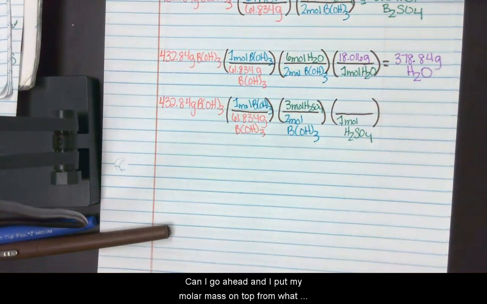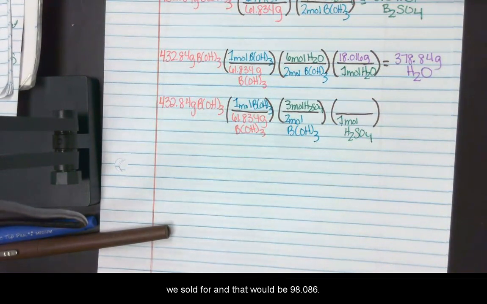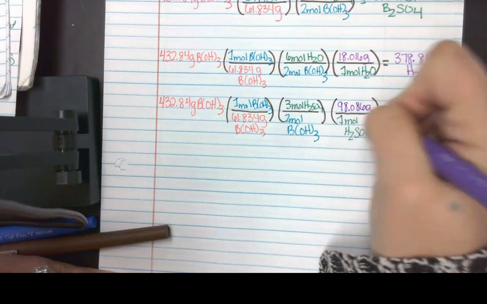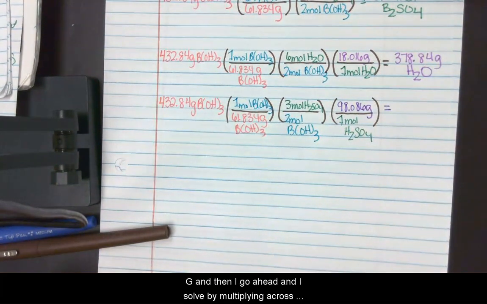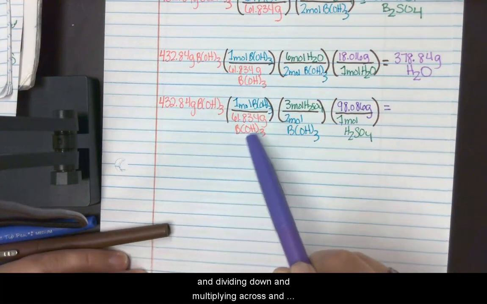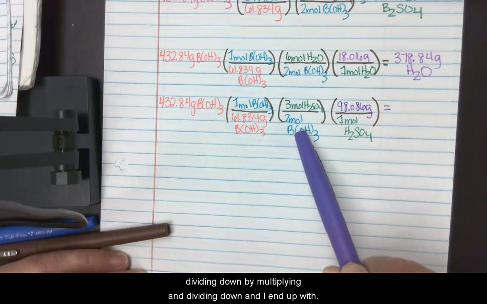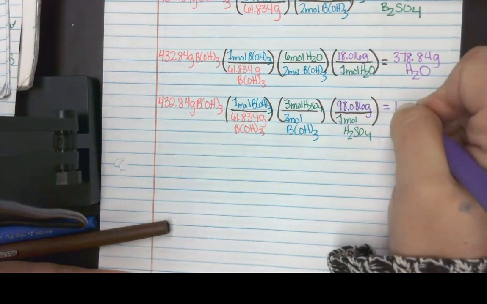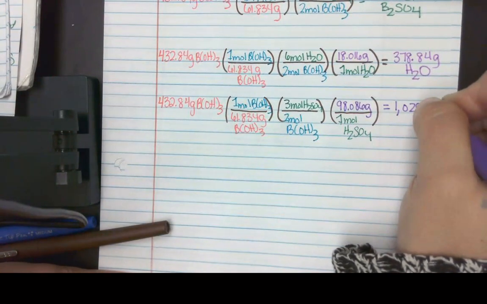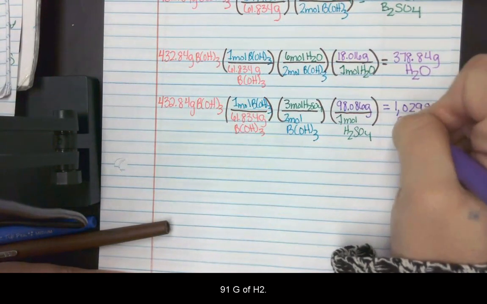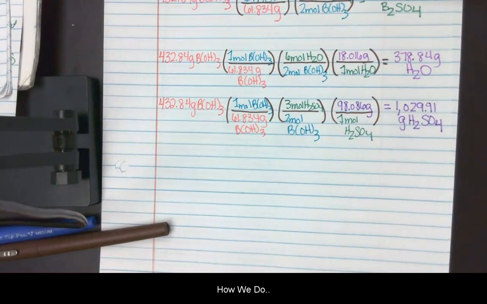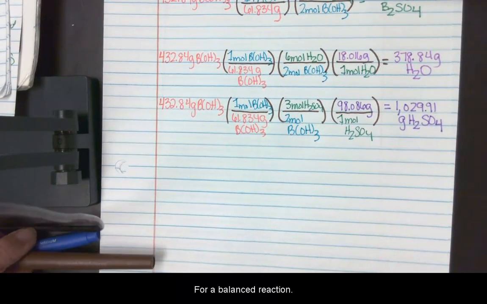Then I put my molar mass on top from what we solved for, and that would be 98.086 grams. And then I solve by multiplying across and dividing down, and multiplying across and dividing down, and multiplying across and dividing down, and I end up with 1,029.91 grams of H2SO4, and this is how we do full molar conversions for a balanced reaction.